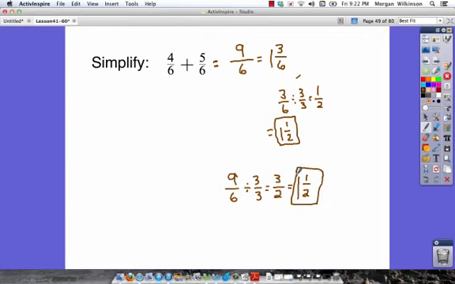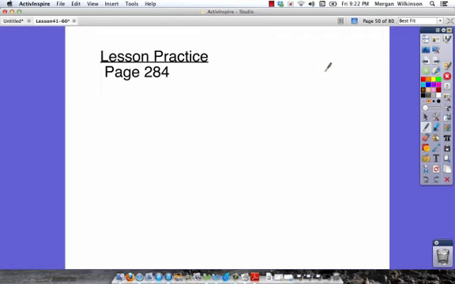So both ways give us the same answer. You can pick whether you want to take your answer and change it to a mixed number and then reduce, or you can reduce it as an improper fraction and then turn it into a mixed number. Both ways give us the exact same answer. If you have a question on those, rewatch this part of the video, take some notes, and if you still have a question, bring it to class tomorrow. Our lesson practice, where we'll practice these concepts again, will be on page 284. Make sure your notes are completed, and have a nice afternoon.